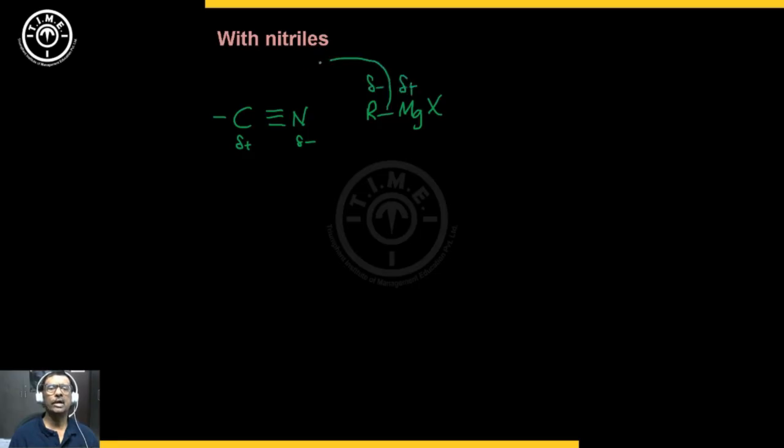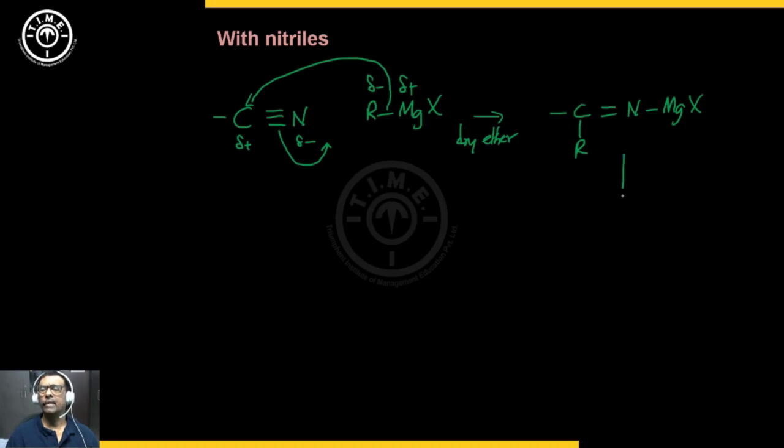So the R is going to attack the carbon and this pi bond will break. And what are we going to get? We're going to get C with an R attached there, double bond N, and the N will have the MgX attached. Now this is again under dry ether conditions. Then upon hydrolysis, what is this going to give? This bond is going to break completely. OH, H, OH, H. So this is removed as NH2MgX and this part becomes a gem diol.